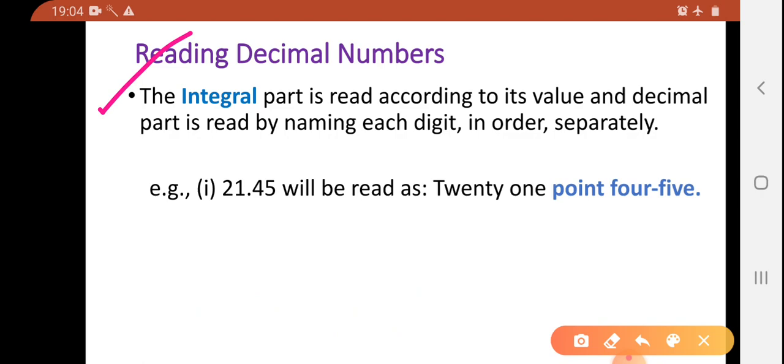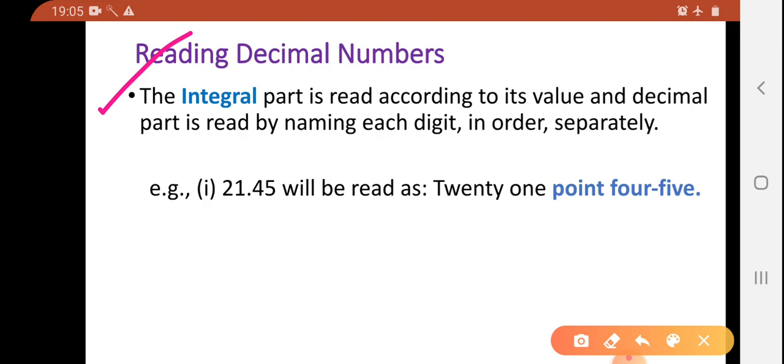The integral part is read according to its value, and the decimal part is read by naming each digit in order separately. Here, for example, 21.45 will be read as twenty-one point four five. After the decimal, the 45 we will read in order separately: 4, 5.